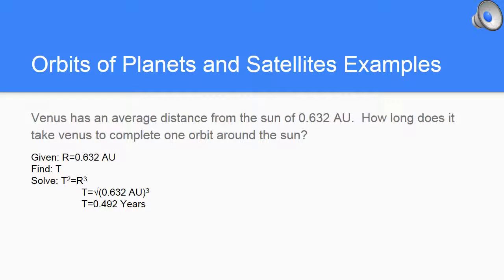So, for our orbits of planets and satellites examples, we have that Venus has an average distance from the Sun of 0.623 AU. How long does it take Venus to complete one orbit around the Sun? So, given is that the radius equals 0.623 AU, and we're trying to find the period. So, we have an equation that states that the period squared equals the radius cubed. So we are going to have the period equals the square root of 0.623 AU cubed, which gives us that the period equals 0.492 years.